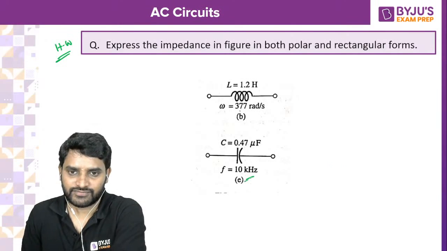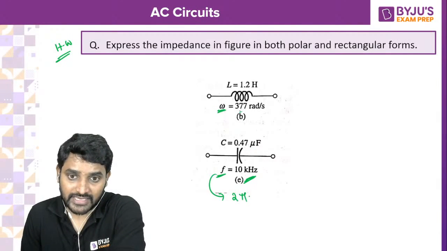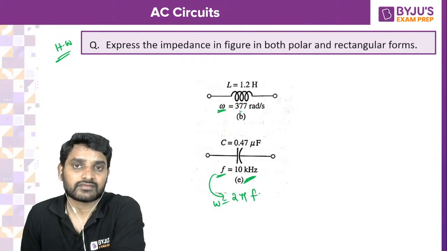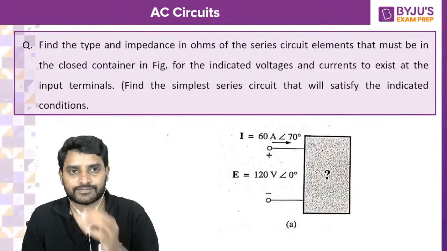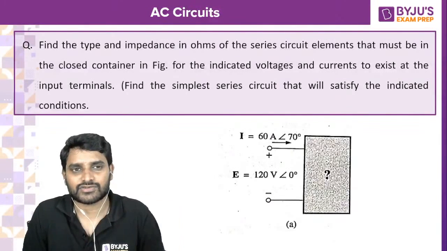You can take up the frequency. Be careful, here it is frequency, here it is omega. So you have to write it as 2 pi f. Be careful. Now here, a simple thing: the question looks lengthy but the answer is simple.